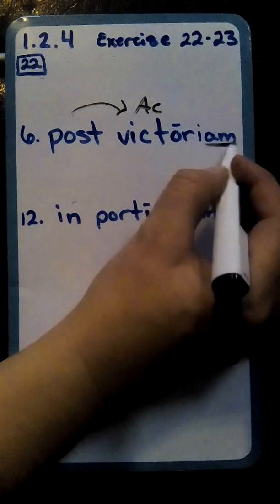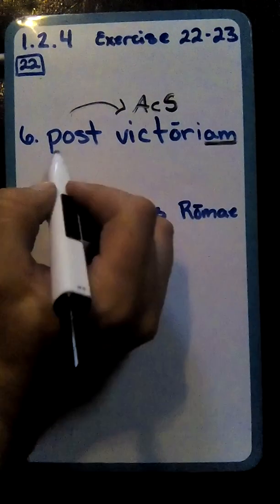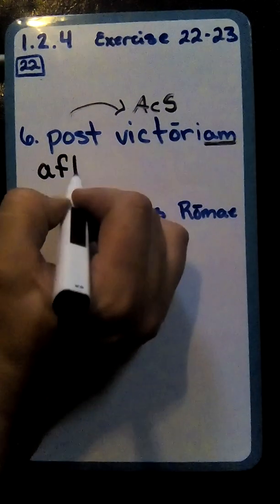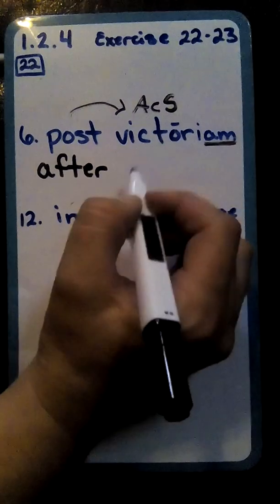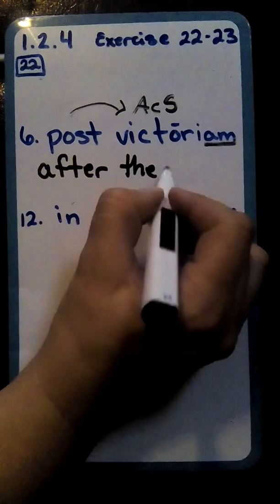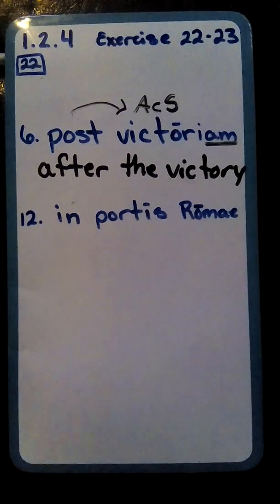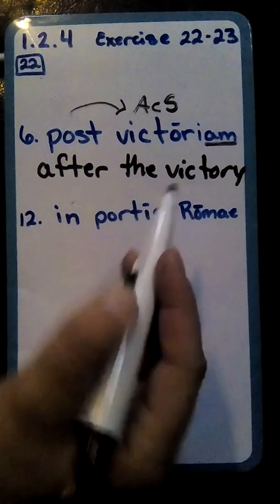ending. If we look through the first declension chart, we find the ending in our accusative singular. So here we have post, which is after the victory, singular. Alright, and it is in the accusative because it is matched with the preposition post.